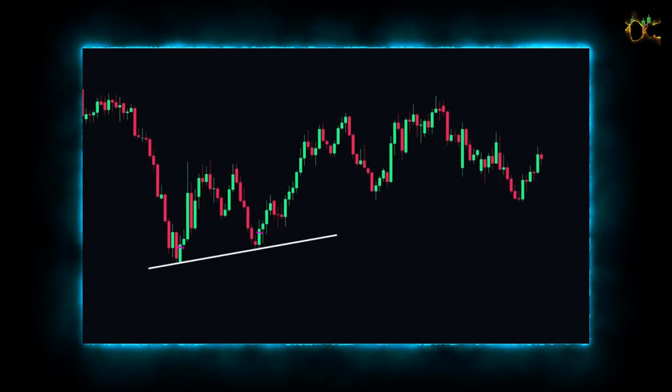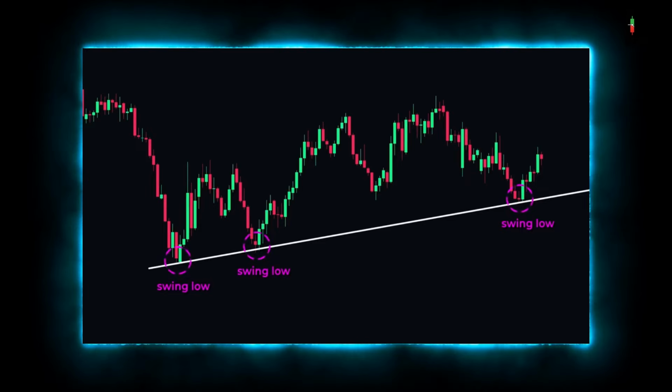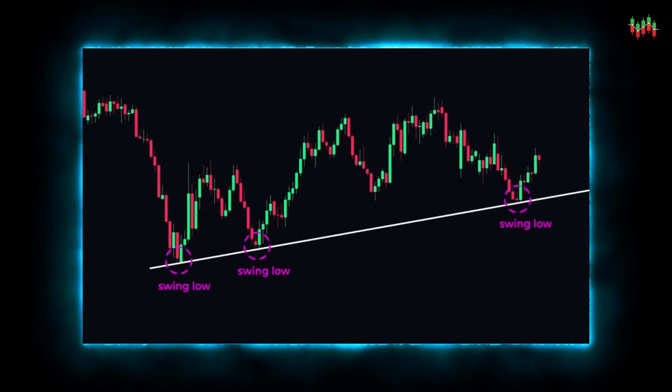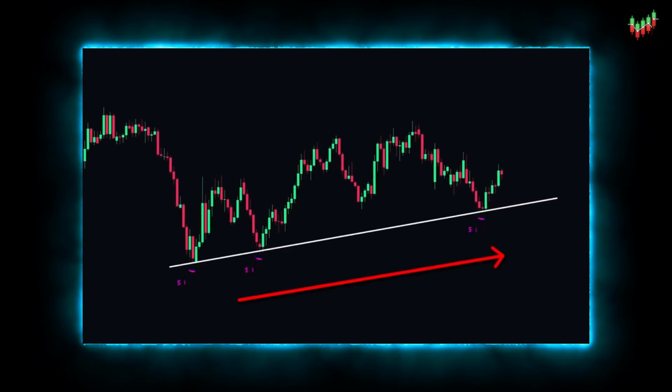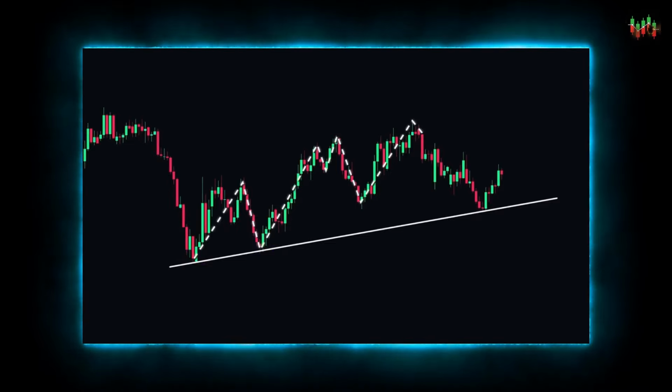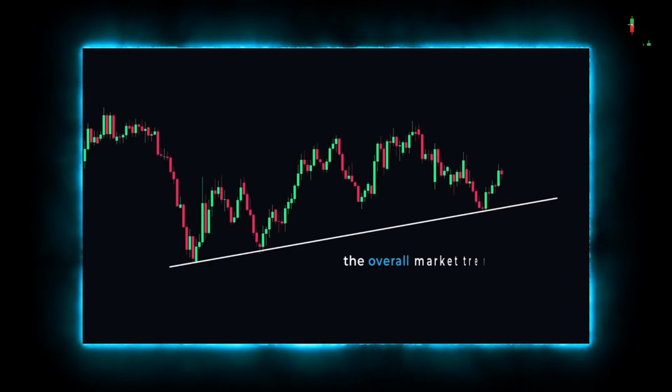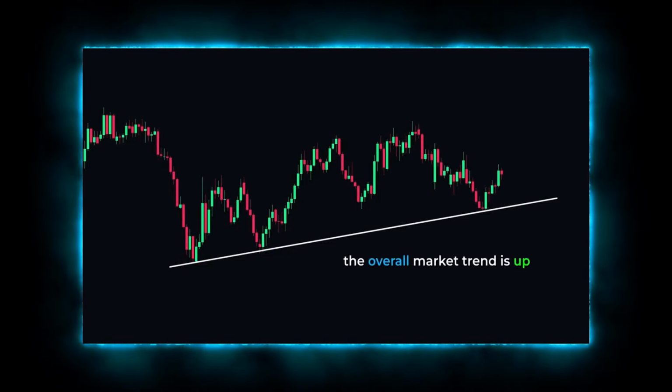By drawing a straight line connecting the swing lows on the chart, we can see that the trend line is heading in an upward slope. This tells us that despite these short-term fluctuations in price, the overall market trend is up.